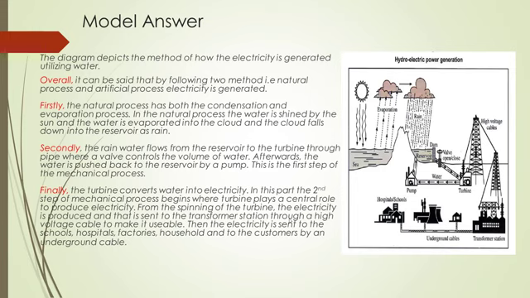In this part, the second step of the mechanical process begins, where the turbine plays a central role to produce electricity. From the spinning of the turbine, the electricity is produced and sent to the transformer station through a high voltage cable to make it usable. Then the electricity is sent to the schools, hospitals, factories, households, and to the customers by underground cables. So this is the overall description of a diagram. When you start, in this way you will finish the diagram.